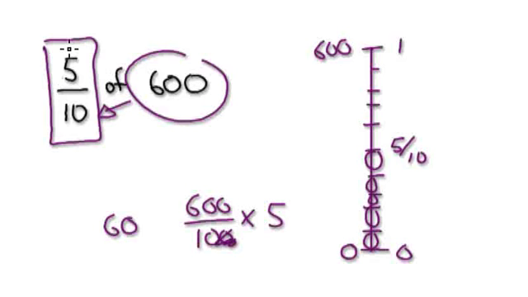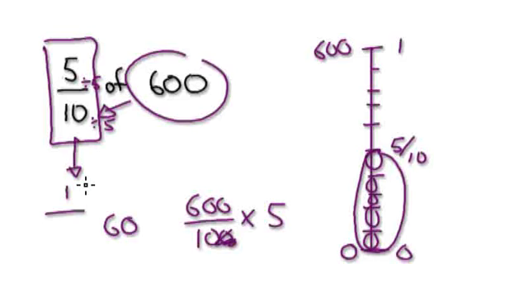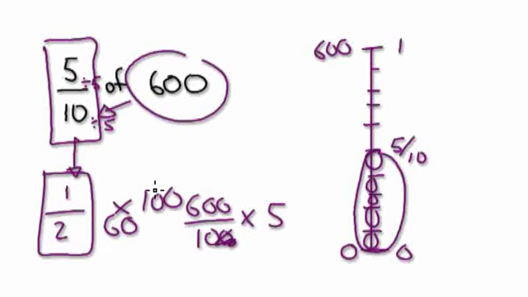Well, if you look at this here, it's actually a half. 5 over 10 is really a half. So whenever you can simplify, divide top and bottom by the same number, which is 5. So 5 divided by 5 is 1. 10 divided by 5 is 2. So basically, it's a half times 600. So this level here would be 300.